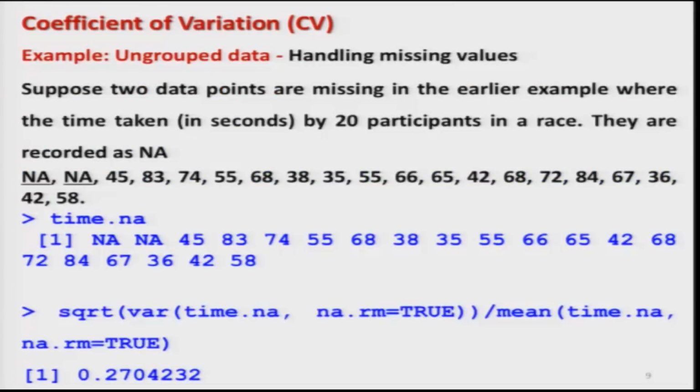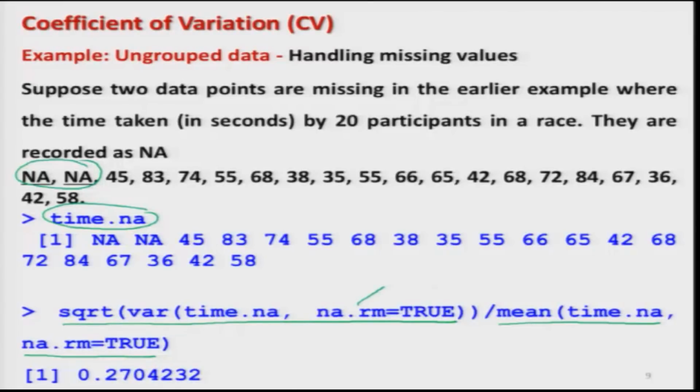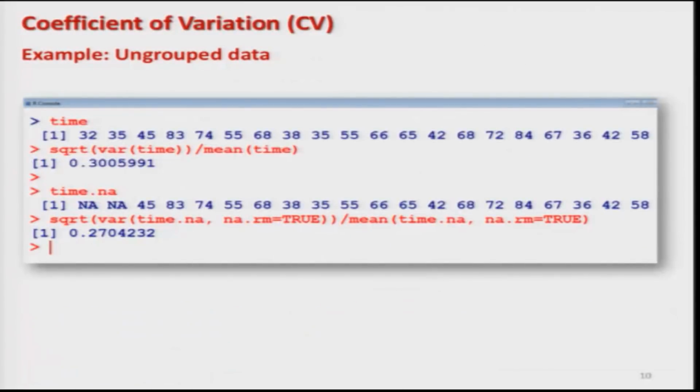And suppose the data is missing, then in that case I have the same data in which I have replaced the first two values by NA, and this data has been stored inside a new data vector time.na. I try to use the same command to compute the standard deviation in the presence of missing values, and the command for mean in the presence of missing values, and I take their ratio, and this will give me the coefficient of variation, and this value comes out to be 0.27. And you can see here, this is the screenshot of the same thing what I have done.